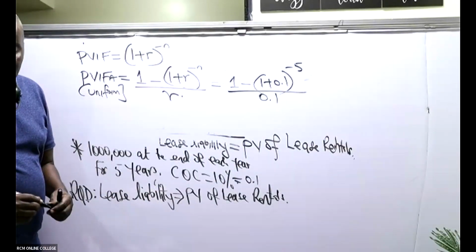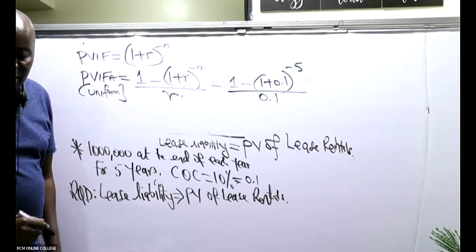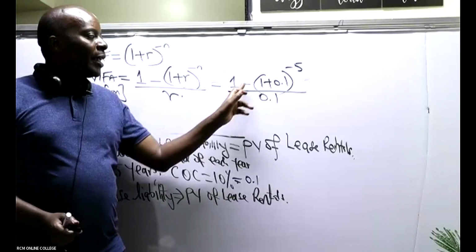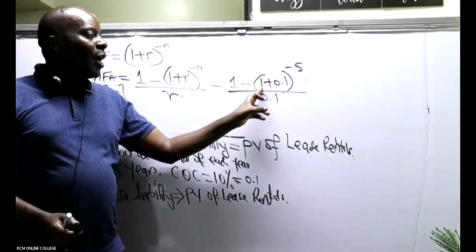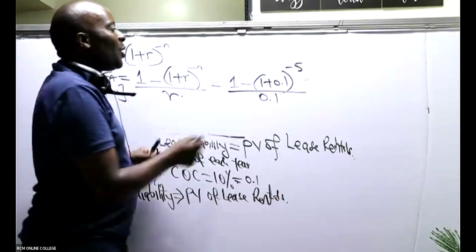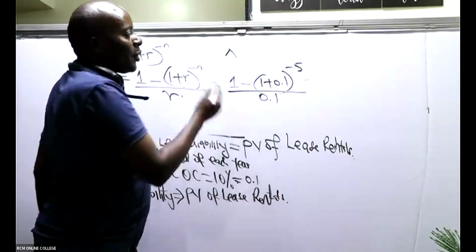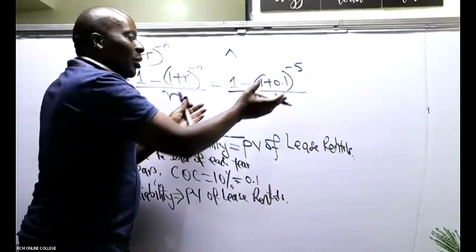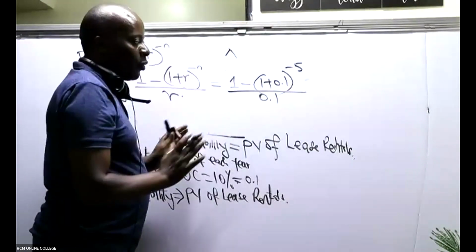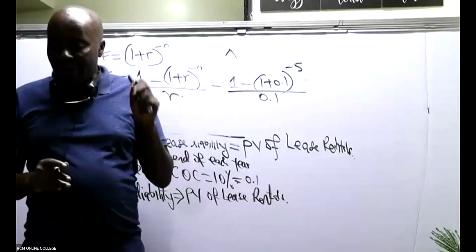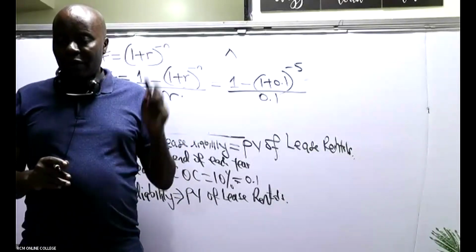Is there somebody, ladies and gentlemen, who is able to pick their calculator and do the following? They say 1 minus, open brackets, 1 plus 0.1, close. And then you say raised, you'll see x raised to 1. So you say raised to negative 5, and then you say equals first. Before anything, you must say equals. And then at the end, you say divided by 0.1.